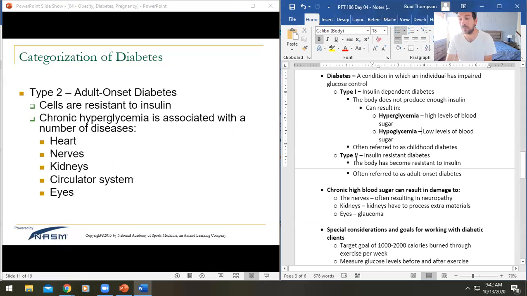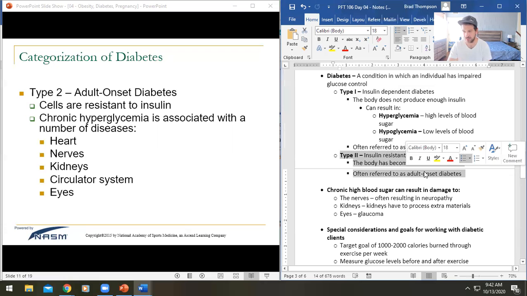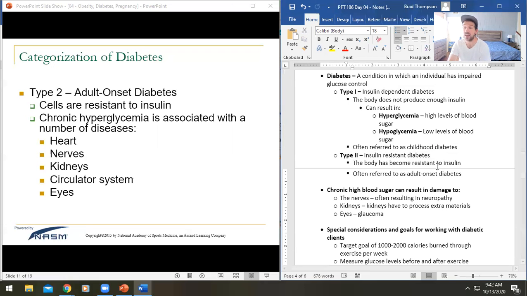Now type 2 diabetes is your insulin resistant diabetes. Before, we were having trouble making enough insulin. Now our body produces plenty of insulin, but our cells have become resistant to it. This is often referred to as adult onset diabetes, and it often results in chronic hyperglycemia. Because the cells are resistant to that insulin, those sugar levels stay high.